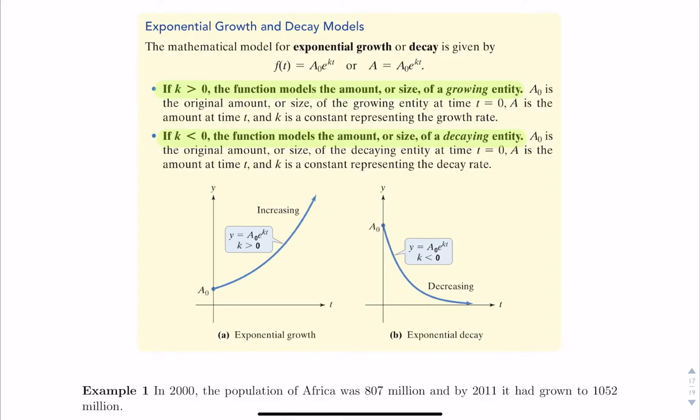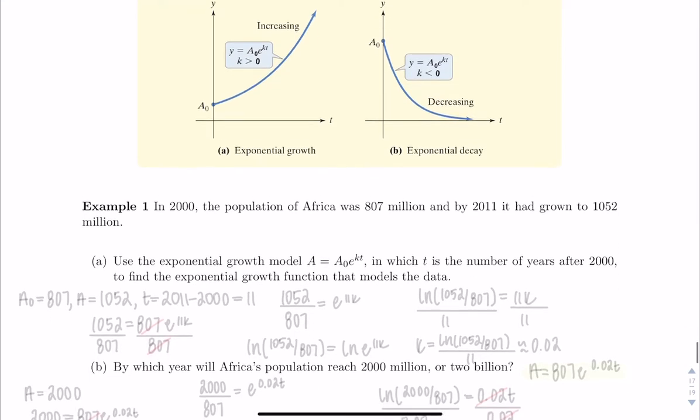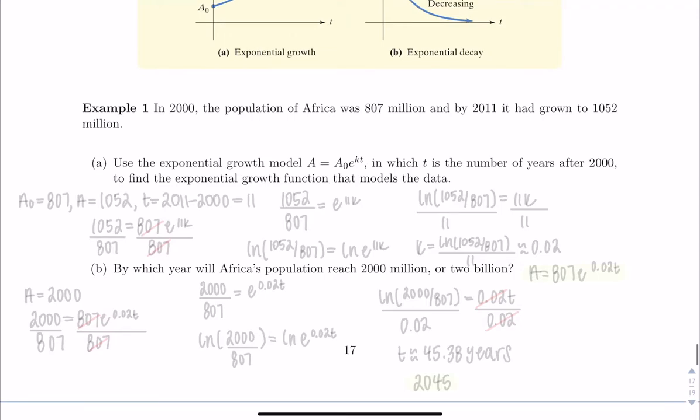In 2000, the population of Africa was 807 million, and by 2011, it had grown to 1,052 million. Use the exponential growth model, A equals A naught e to the kt, in which t is the number of years after 2000, to find the exponential growth function that models the data.